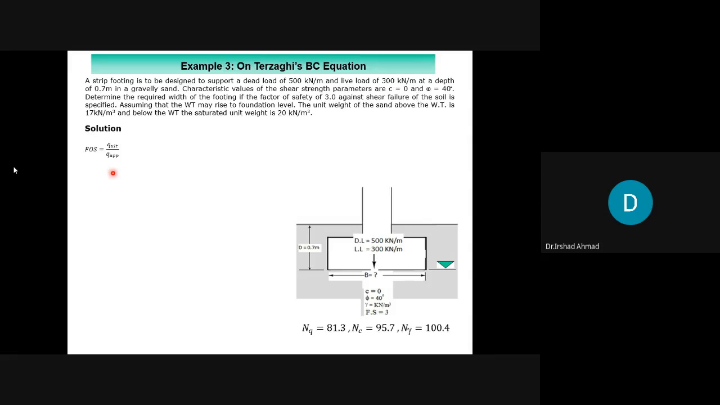So can anybody tell me how can we convert a linear load into an area load, into a stress load?